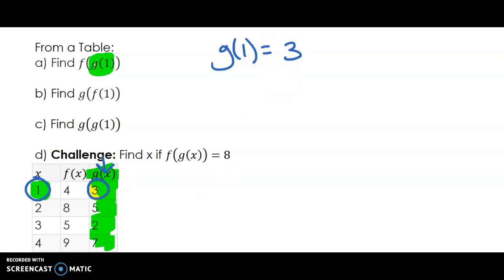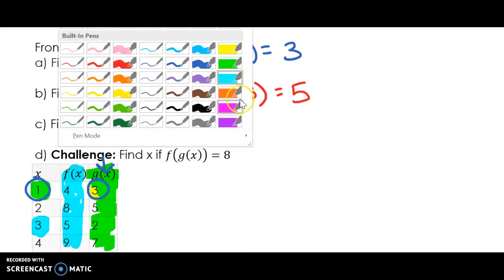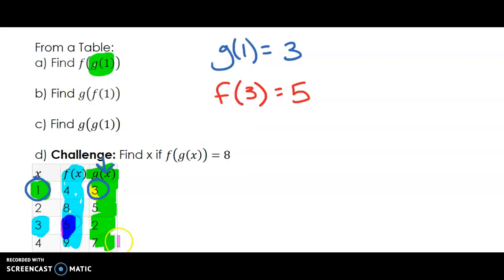I want you to tell me, go ahead and do the rest of the problem. What are we doing with this 3? And once we find out what we're doing with the 3, what is our final answer going to be? We're using this output from our inner function, I've said it tons of times, to be our input for our outer function, which is f. And so I'm looking for f of 3. I'm looking at my f of x column for an x value of 3. And we see that we will get 5. And that is where I get my final answer. And so f of g of 1 is equal to 5.